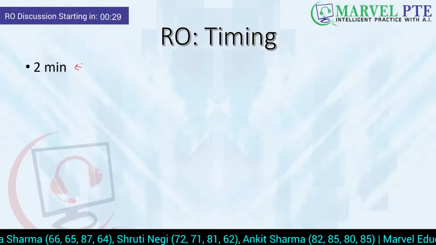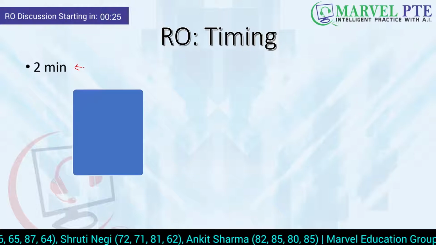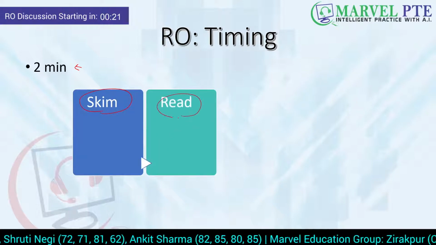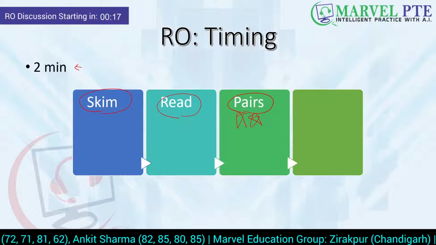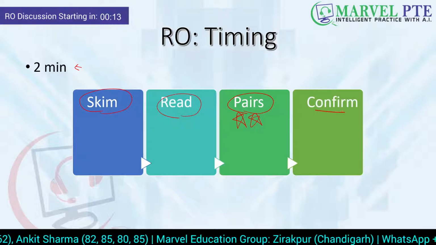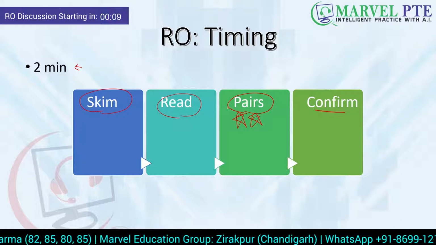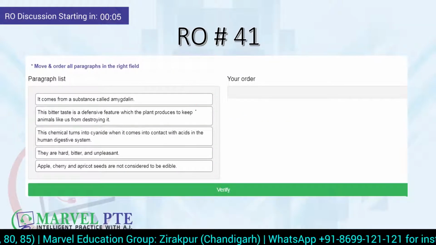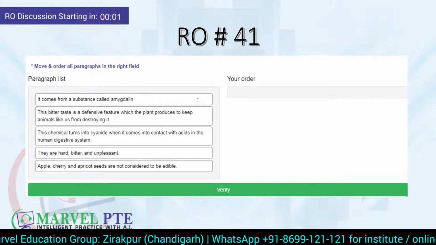So for reorder paragraph, the maximum time you can give to solve it is 2 minutes. And in 2 minutes, you have to skim the content, then read it, then make pairs. And this is most important because the scoring is on the basis of pairs. And then you have to confirm that the pairs you have made are correct or not. So this is reorder paragraph number 41. And as usual, I'm going to give you 30 seconds to skim through this.